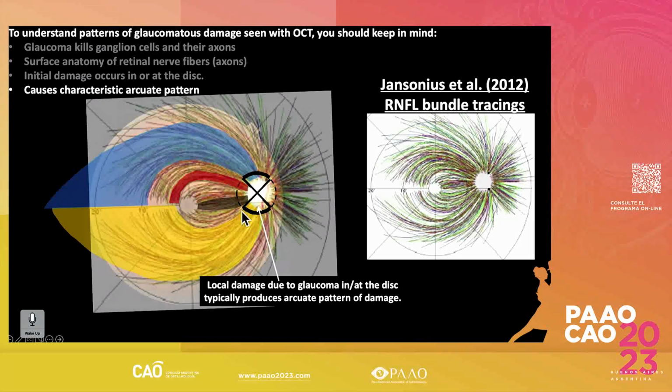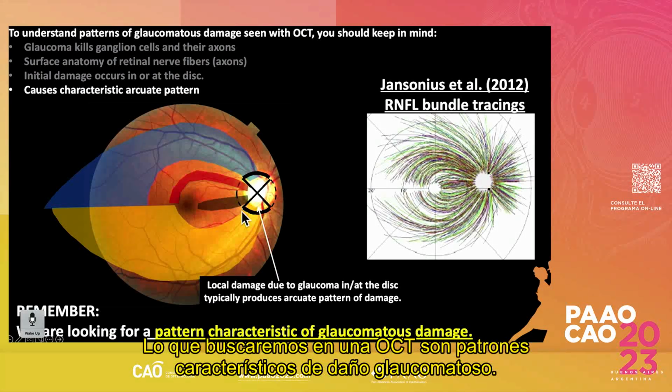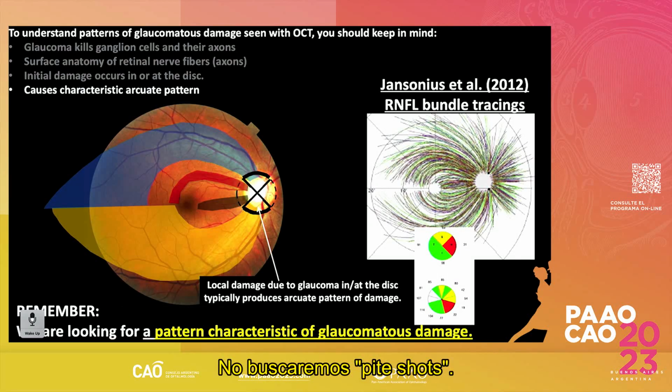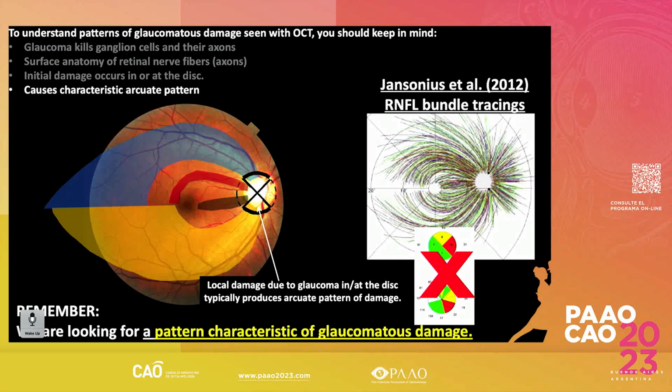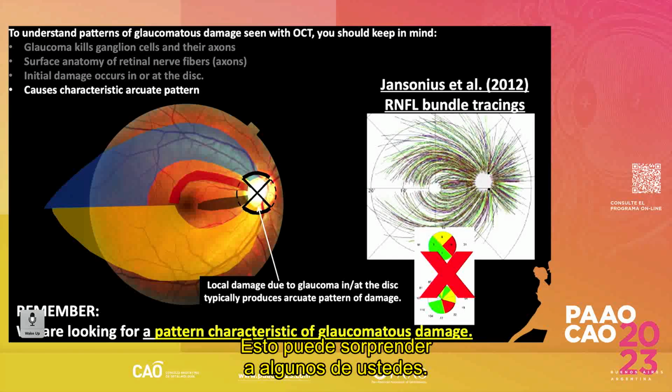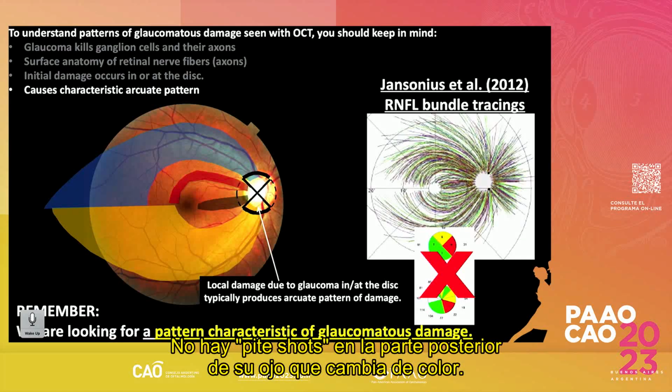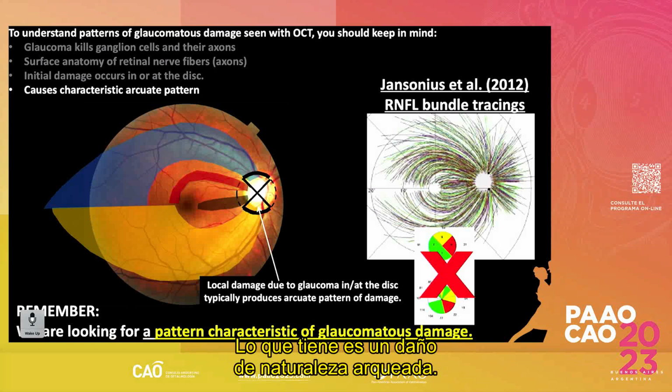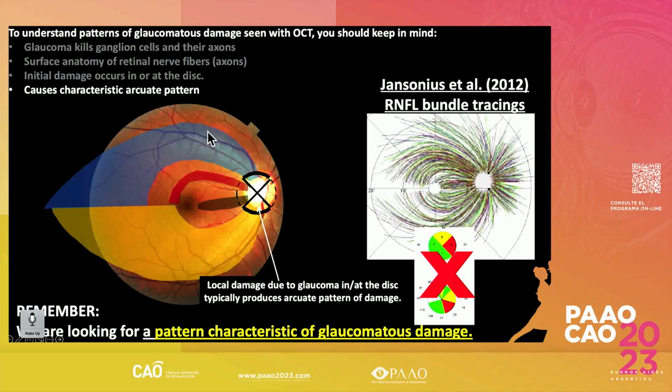Here's another example. Okay, so what you're going to be looking for on OCT is characteristic patterns of glaucomatous damage. You're not going to be looking at the pie charts. This may come as a shock to some of you. You do not have a pie chart in the back of your eye that changes colors. What you have is damage that's going to be arcuate in nature.